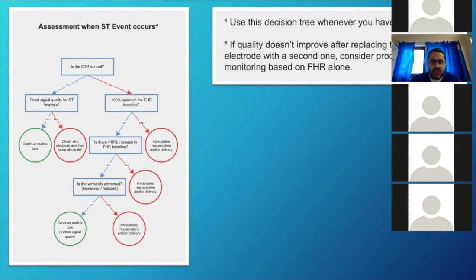But if you're noticing that we are within the amber box, so the baby is spending less than 50% of time at the baseline, or the baby's baseline is raised, or there's abnormal variability on the trace, that means you need to improve the baby's condition very soon. And if you can't do that, then you need to deliver this baby.